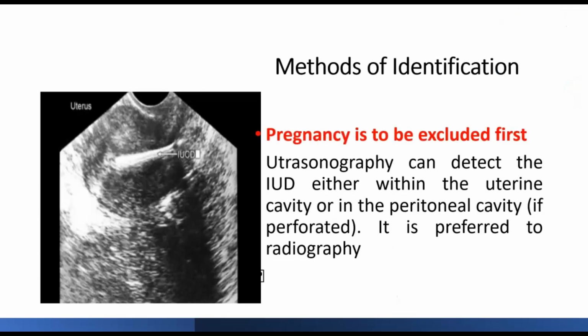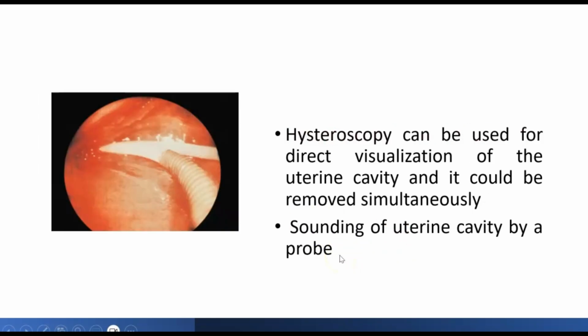So how to identify the missing thread and the location of that IUCD? So first we have to exclude the pregnancy, and we can do an ultrasonography that can detect either the IUD within the uterine cavity, or it may have migrated in the peritoneal cavity if there is a perforation, and it is preferred over radiography. Or we can do a hysteroscopy that can be used for the direct visualization of the uterine cavity, and simultaneously we can remove the IUD as well. Or we can do the sounding of uterine cavity by a probe.